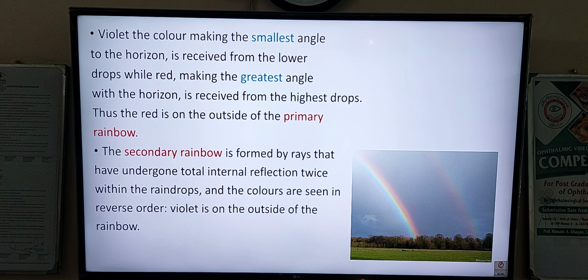What happens in the secondary rainbow? Secondary rainbow is formed by the rays that have gone total internal reflection twice within the raindrops, and the colors are seen in the reverse order. Violet is on the outside of the rainbow.